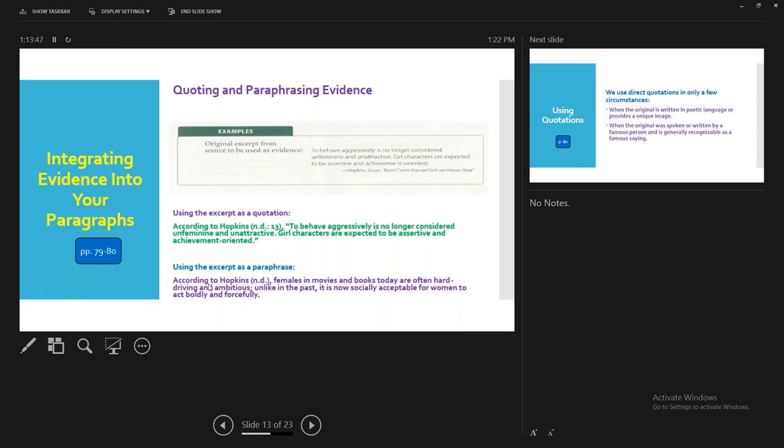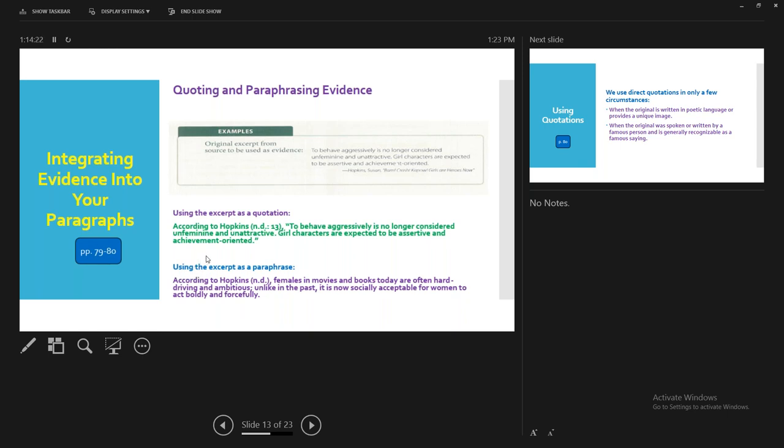This is what I want you to do in your paper. You must do this, okay? You need to use evidence in your paper. If you don't do this, then your paper is incomplete. Again, these are two examples of using quotation and paraphrase, and we'll come to incorporating them in the paragraph in a minute.